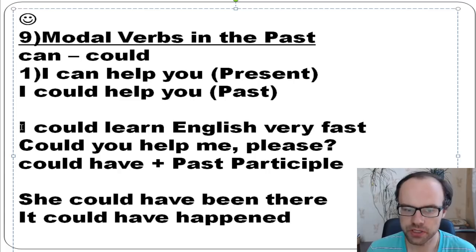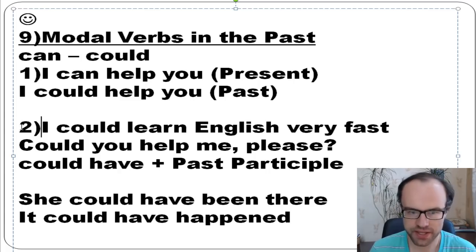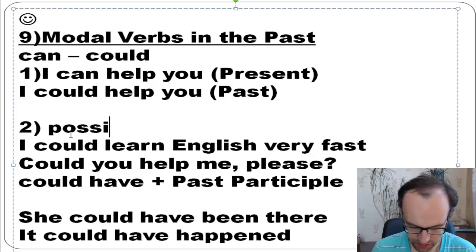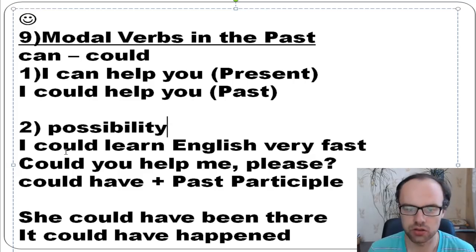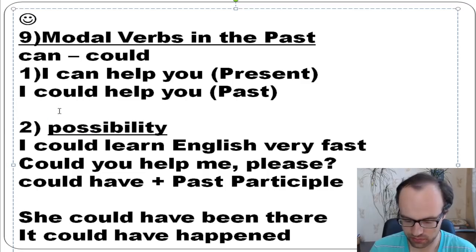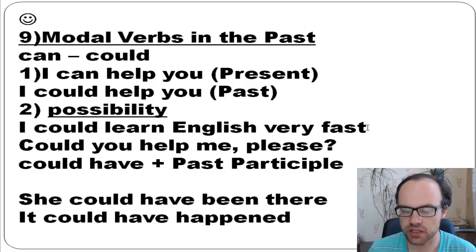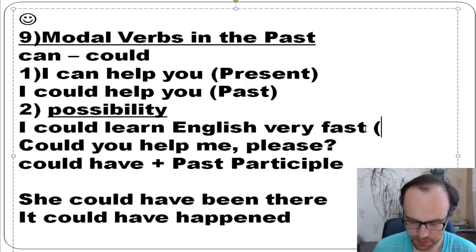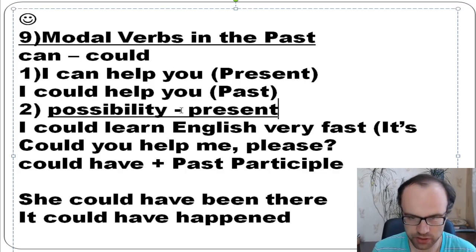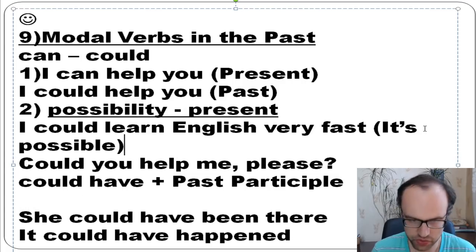But you know that this modal verb has a second meaning. It's about our possibility. Look, I could learn English very fast. So it means that it's possible for me now. Yes, it's about the present. Possibility about the present. So it's possible. I could learn English very fast.